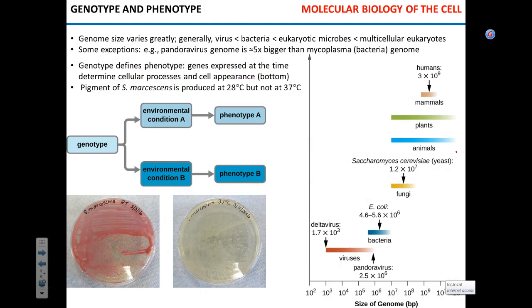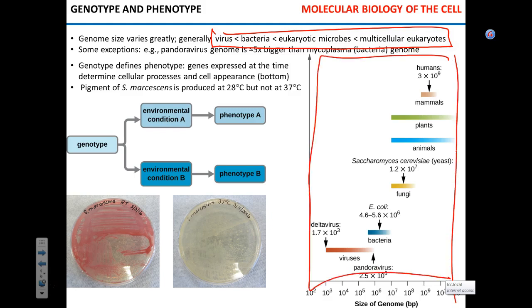Genotype and phenotype. We talked about it. Genotype defines phenotype. What about the size? Generally, viral genomes are smaller than bacterial, bacterial are smaller than, say, protozoan or fungal genomes, and they are smaller than genomes of multicellular organisms. If you look at this chart on the right, you will see that there is some overlap, correct? You see that? Some overlap.